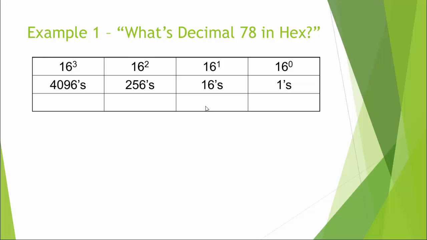Now, unlike the binary case, we don't just simply write in a 1 here. We need to do division. So we divide 78 by 16. And the number we get is 4.875.